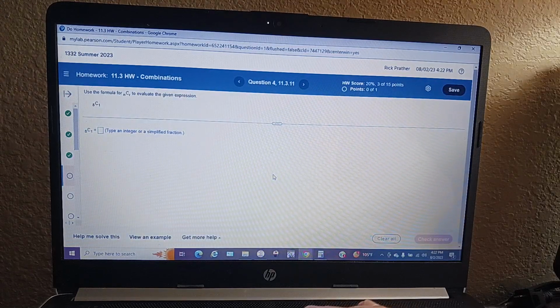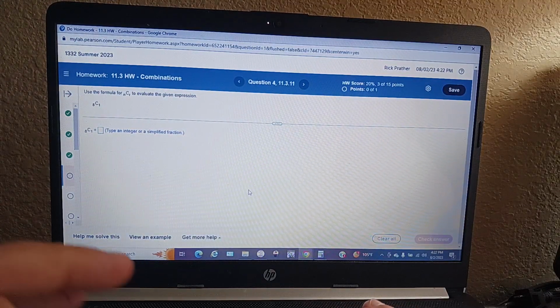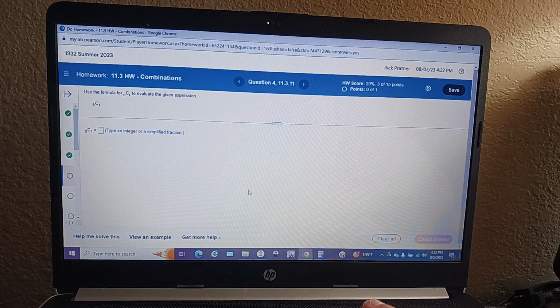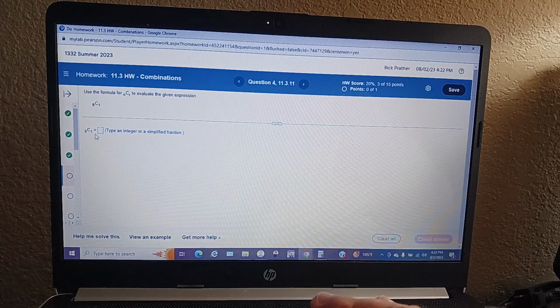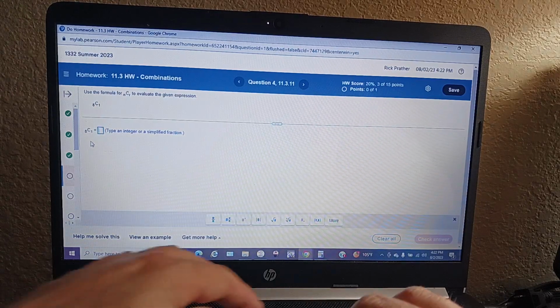Okay, 8 combination 1. Well, first of all, let me just tell you this. 8 combination 1 or 8 permutation 1. We learned a couple of shortcuts for permutations if it ended with a 0 or if it had the same number as the front. Another thing that's true is whether it's a permutation or a combination, if the back number is a 1, the answer is whatever the front number is.